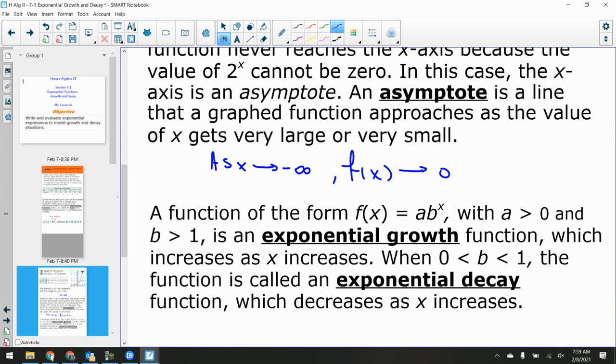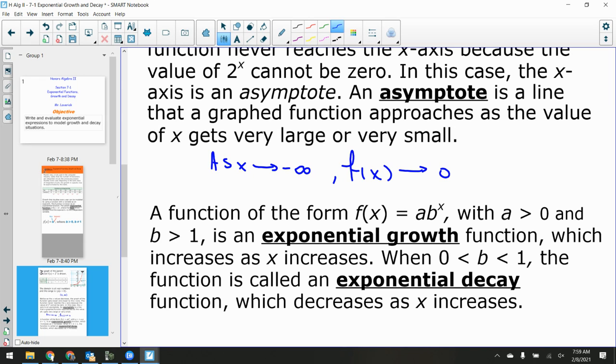An asymptote is a line that a graph function approaches as the value of x gets very large or very small. A lot of the time in our class, we're going to learn about asymptotes that are either horizontal or vertical. By the time you get to pre-calculus, you're going to learn how to evaluate slant asymptotes when the lines are slanted, but it still acts like an asymptote.